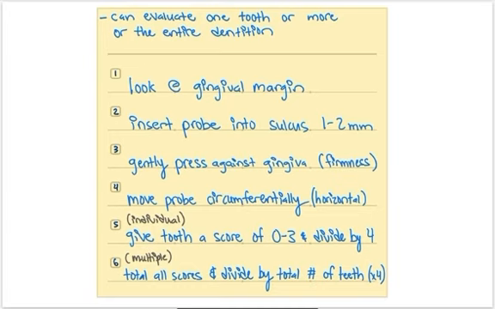For an individual tooth, you will give the tooth a score of 0 to 3 and divide that tooth score by 4. For multiple teeth, or for the entire dentition, you would total all the scores and divide by the total number of teeth times 4, because of the number of surfaces.